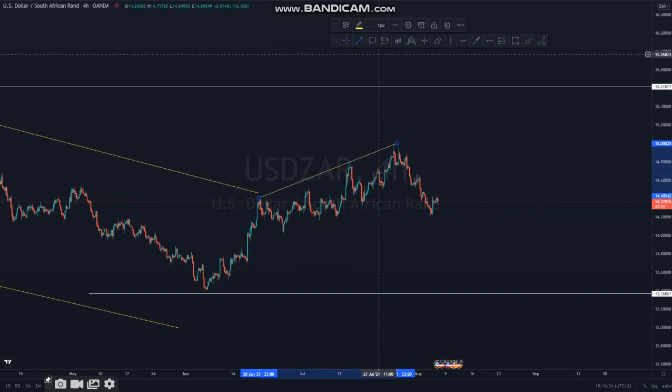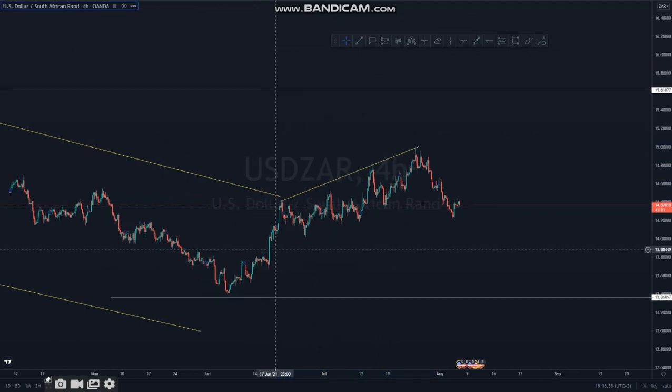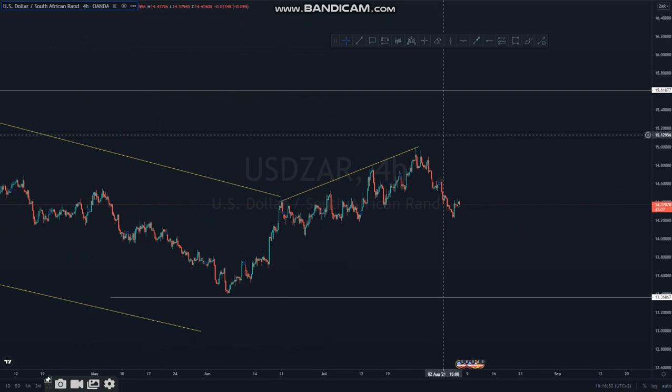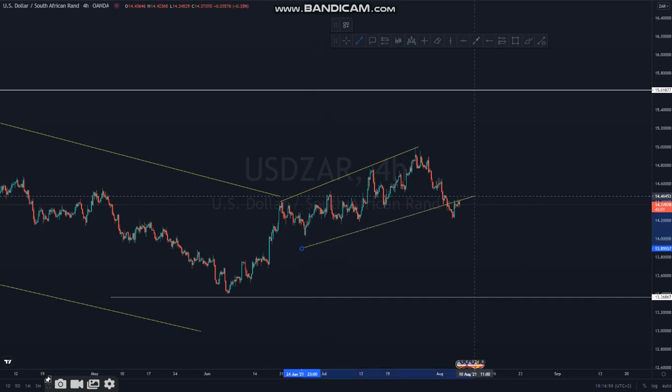Don't forget that on this point is where the market broke. Remember, previously the market has been respecting this line, up until the recent price whereby it broke this area. You see, it broke this area and shot up. So now we are going to highlight this area as well.